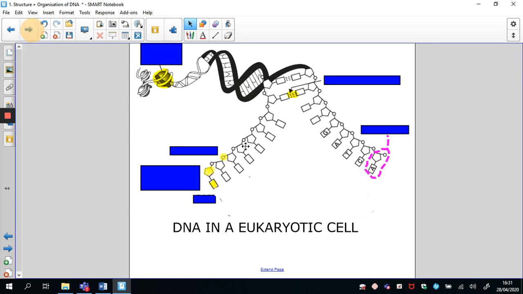Here we've got a summary diagram. If this was DNA in a eukaryotic cell, I want you to have a look and think what labels would be under these blue boxes. That's enough time to figure it out. So let's do this. What's circled here in the pink?